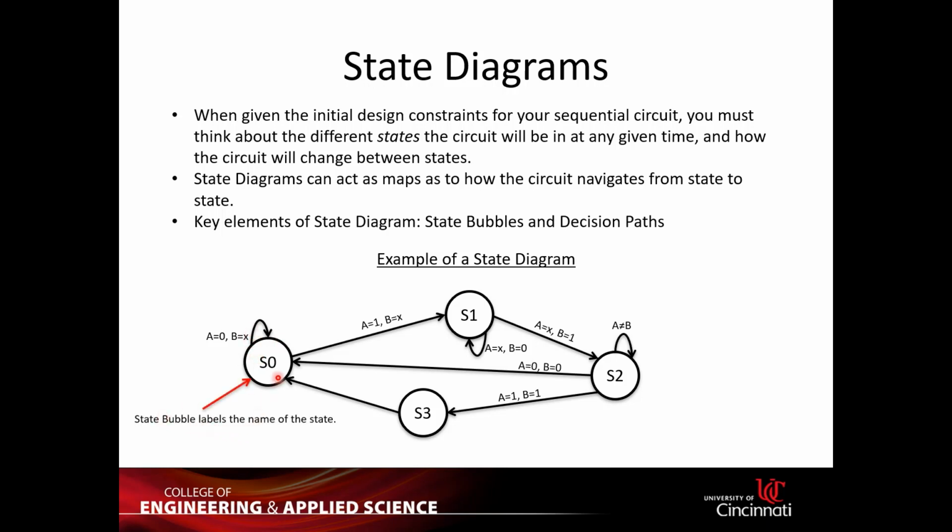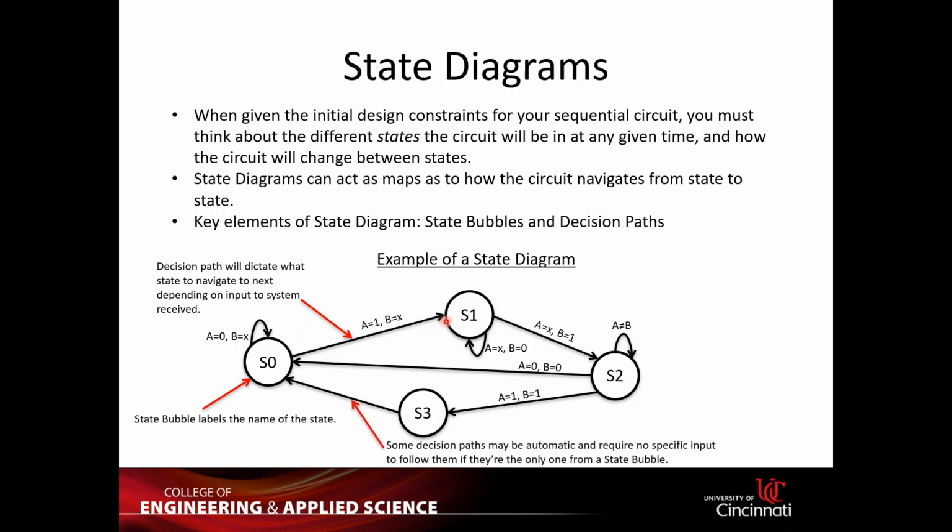So the bubble represents the state. This arrow is the decision path. Sometimes you can have one state where you don't need any input. That means A equals don't care, B equals don't care. You don't need any input. Immediately after one clock cycle, it just goes to the next state. That is if you don't give it any condition. That's what it means.